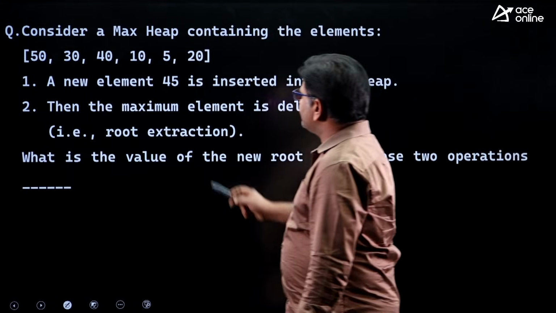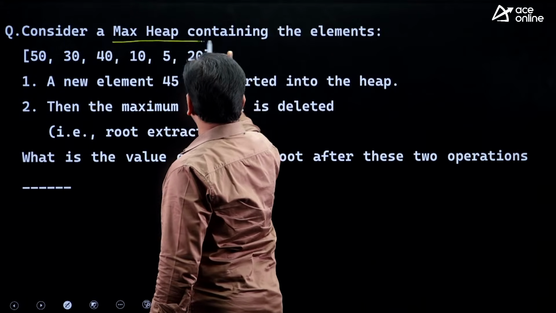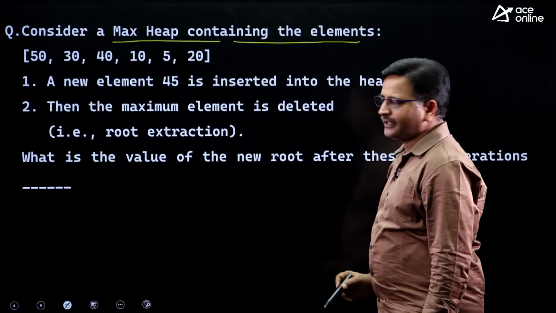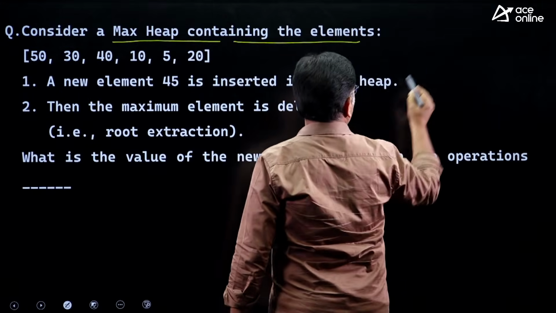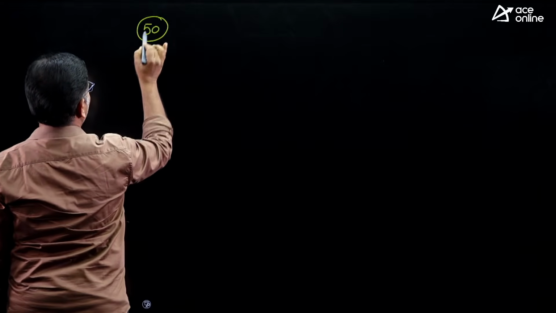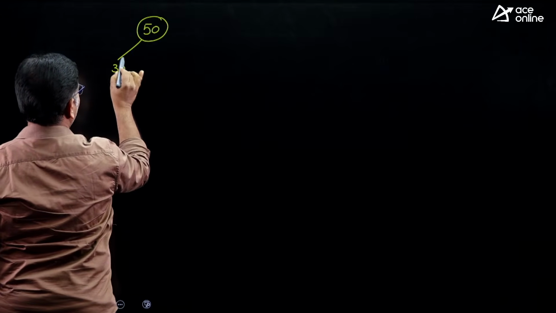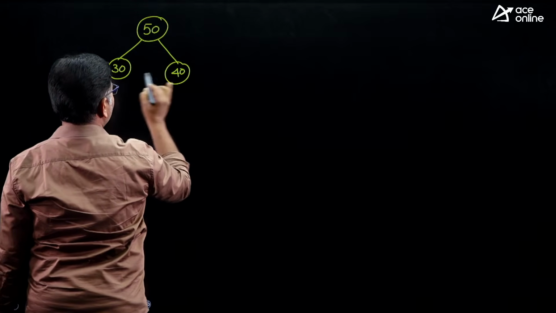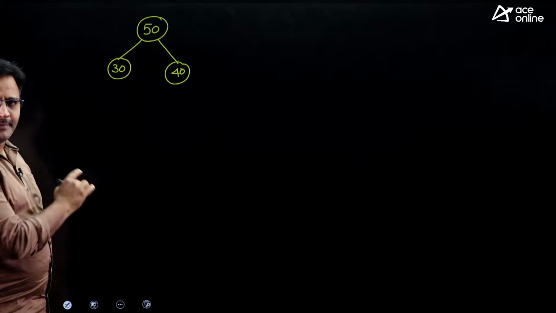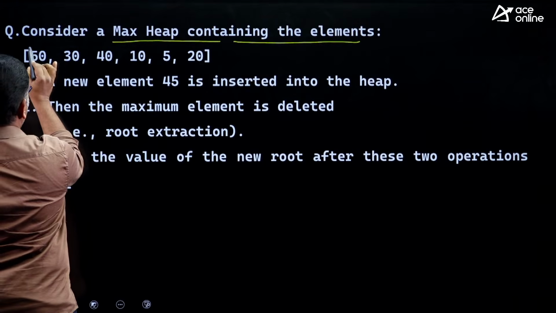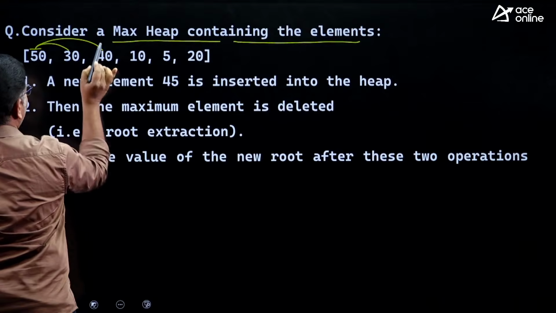Okay. So consider a max heap containing the elements 50, 30, 40. Let me draw that max heap. 50 is the root node. A max heap is a complete binary tree, and a complete binary tree is always filled from left to right. So this is the array representation of a max heap. 50 has children 30 and 40.